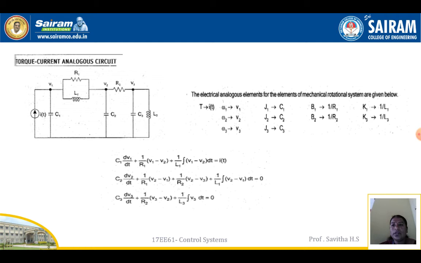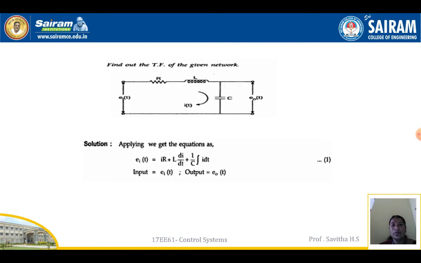Then C2 dV2 by dt plus 1 by R1 V2 minus V1 plus 1 by R2 V2 minus V3 plus 1 by L1 integration of V2 minus V1 into dt is equal to 0. The third node is C3 dV3 by dt plus 1 by R2 V3 minus V2 plus 1 by L3 integration of V3 into dt is equal to 0.